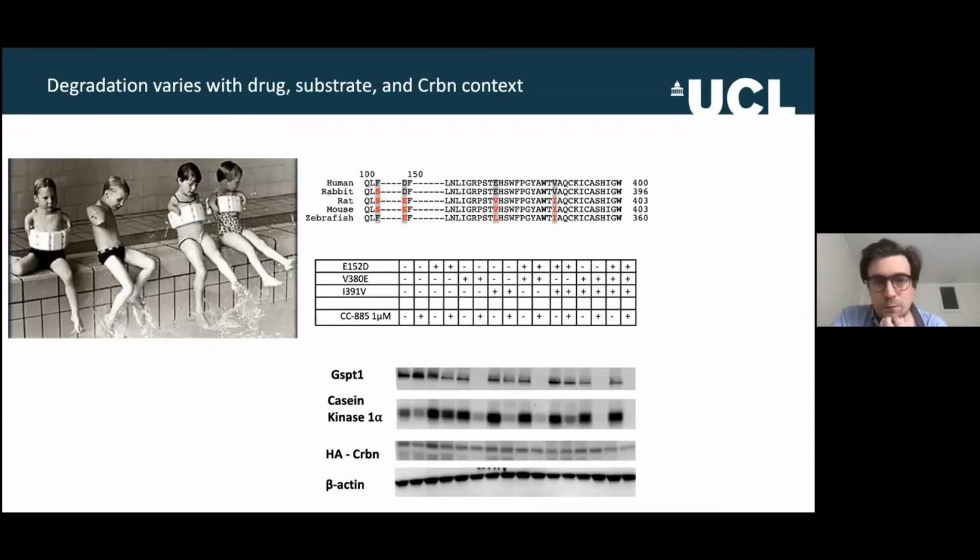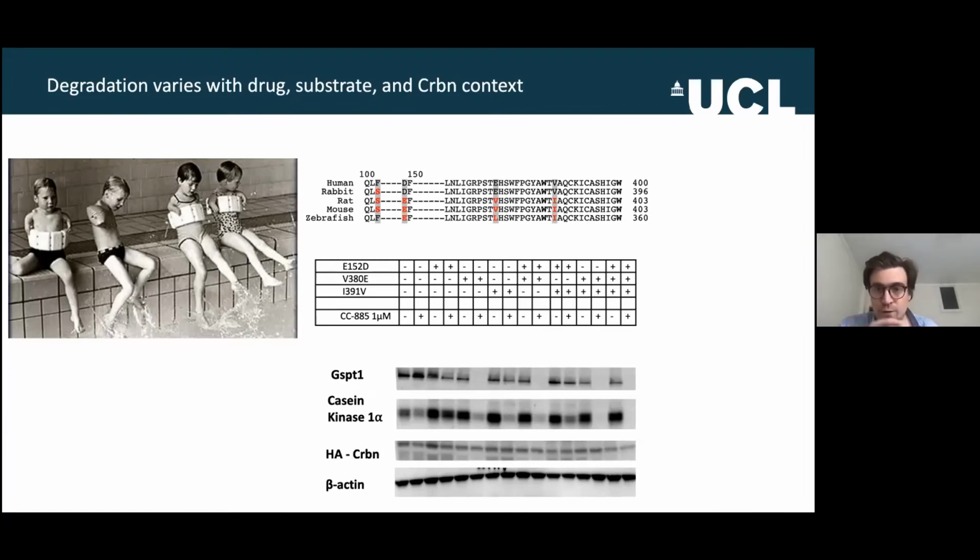No talk about thalidomide would be complete without mentioning the horror stories from the 1950s and 60s, and it's well described and very elegantly demonstrated by Emma Fink in the Ebert lab, the importance of I391V humanization for effective degradation of casein kinase with lenalidomide. And Celgene had shown that V380E was critical humanization for degradation of GSPT1 with CC885.